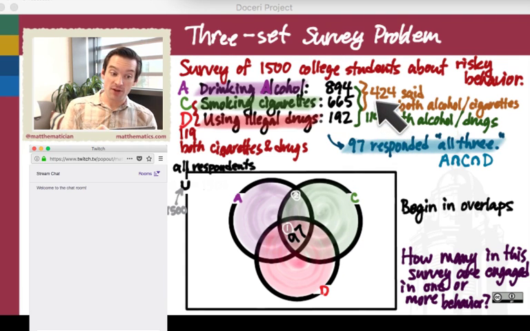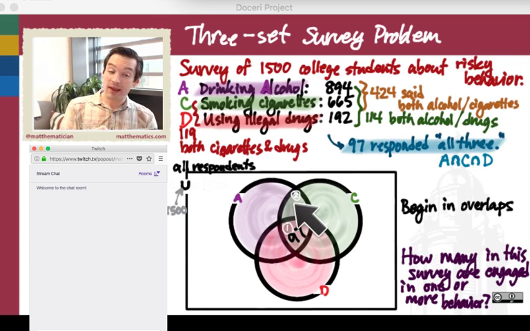Well, we have some information. We know that 424 say that they are both drinkers and smokers. But that only means that there's 424 people in the entire overlap of A and C. And so this 424 also includes the 97 who say that they do all three.